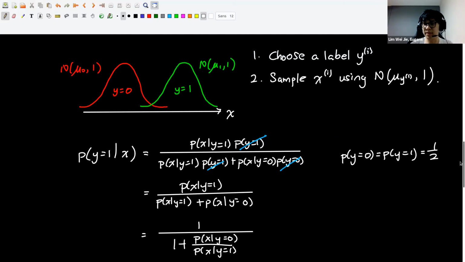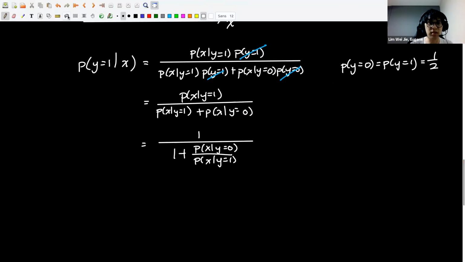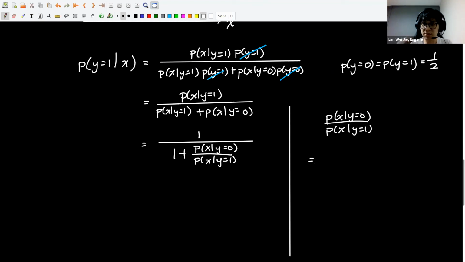So I'm going to do a little bit of an aside again. In particular, let's look at this particular quantity: p of x given y equals 0, divided by p of x given y equals 1. Now, because p of x given y equals 0 is a Gaussian distribution, we can just write down the PDF.